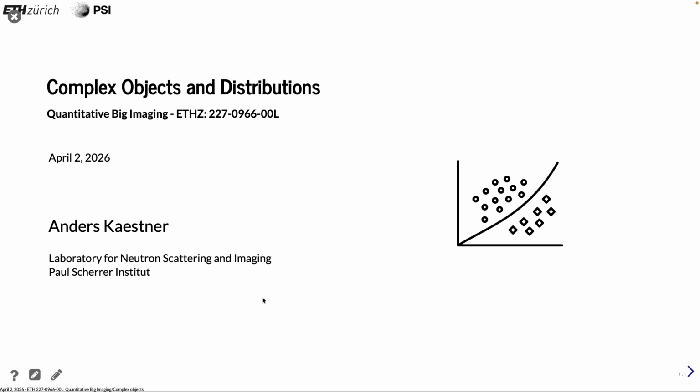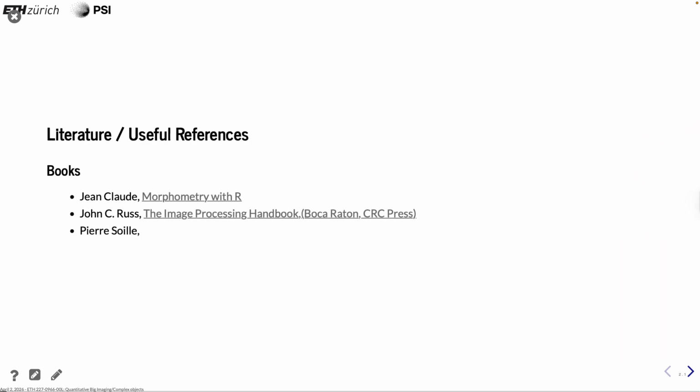Today I'm going to talk about complex objects and the distribution of items, not statistical distributions in the sense of distribution functions, but more how objects are distributed. That should move forward. Yeah, now. So, some literature first.